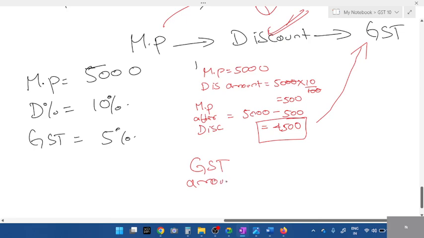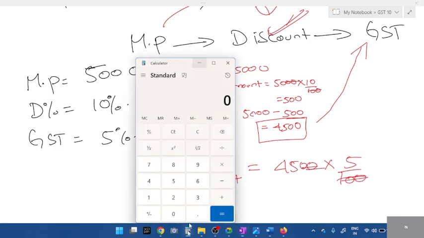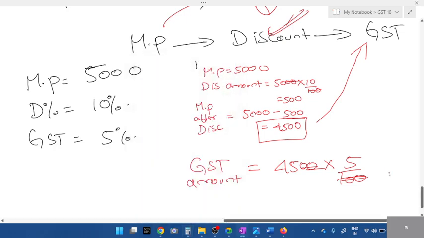GST amount. Now look here, for the GST amount we have to take this 4500 into what is the GST given? 5%. Two zeros get cancelled. 45 into 5. Okay, you all calculate. Let me quickly do it. 45 into 5 is 225. So what is the GST amount?